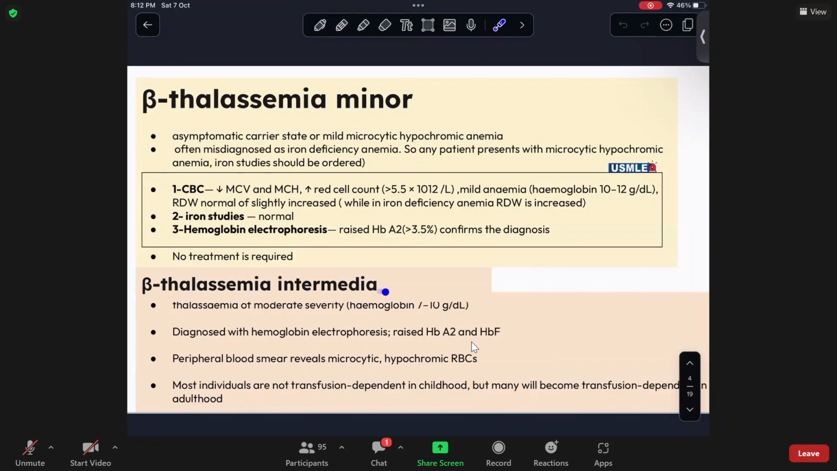Then we have beta thalassemia intermedia. Intermedia has a moderate severity of anemia. The hemoglobin would be between 7 and 10, which is more severe than the minor.